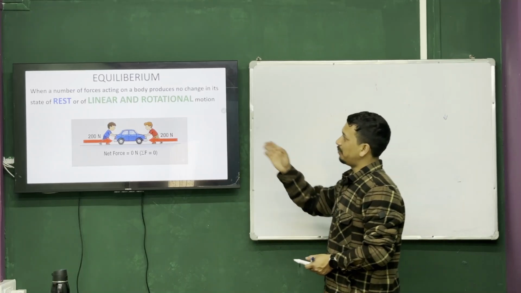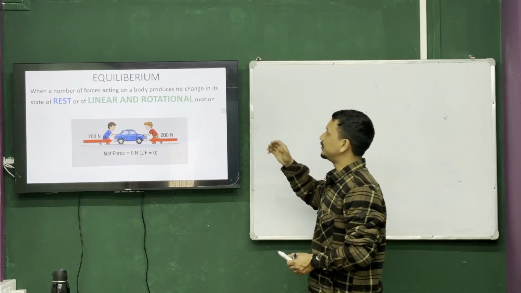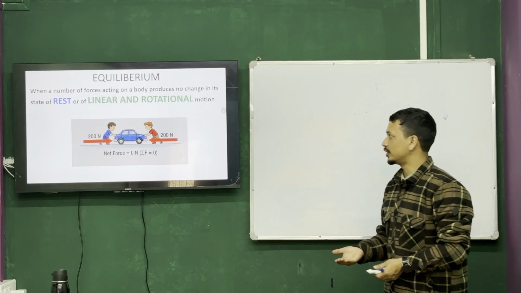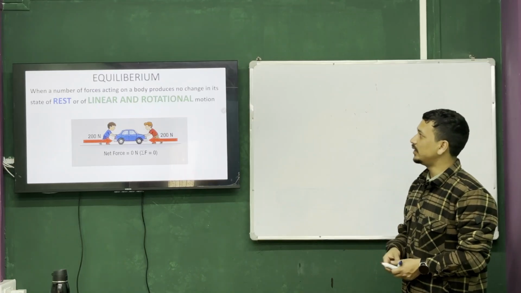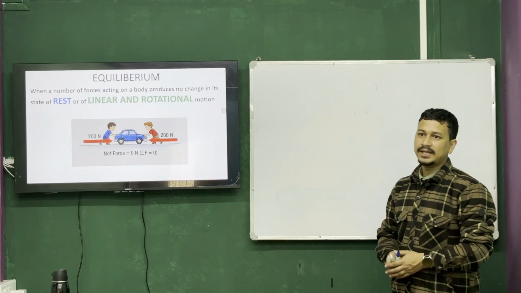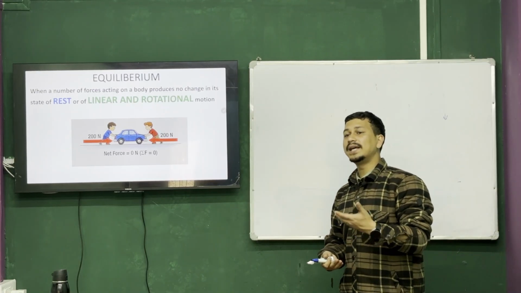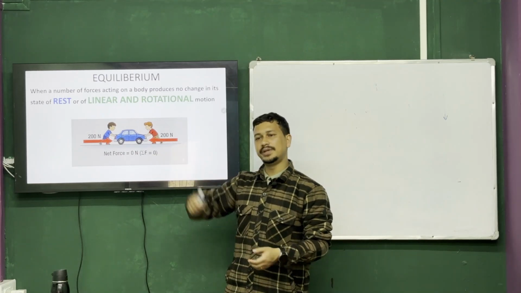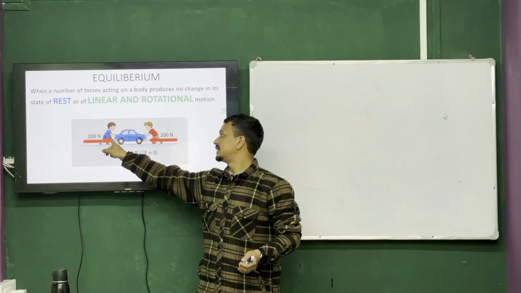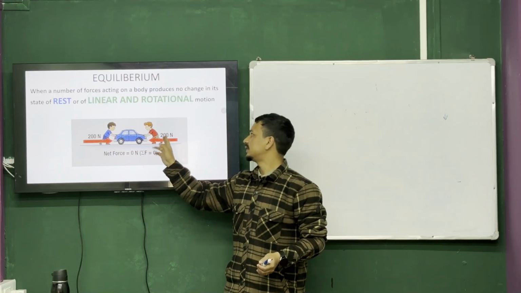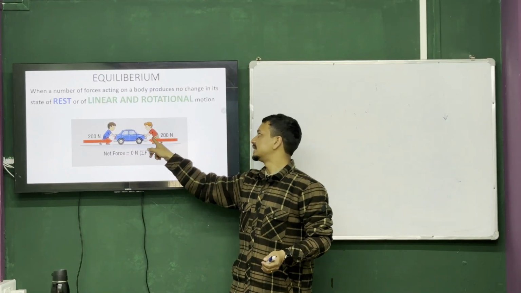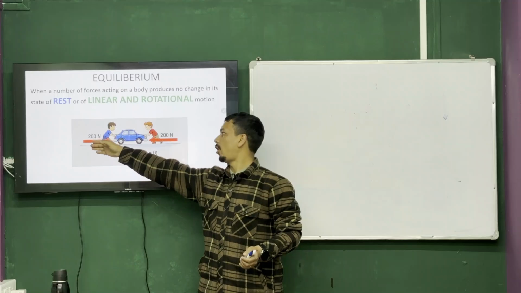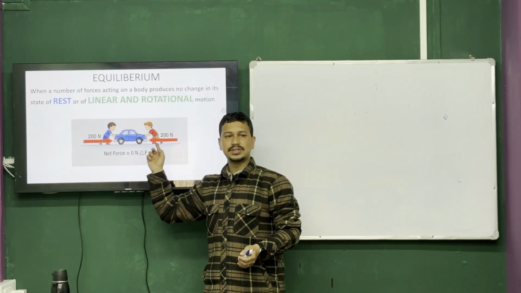Because when a number of forces acting on a body produces no change in a state of motion, a state of rest or linear and rotational motion, this is known as equilibrium. That means the car is in equilibrium. This person is applying a 200 Newton force in this direction. This person is applying a 200 Newton force in the opposite direction. So they will cancel each other out.